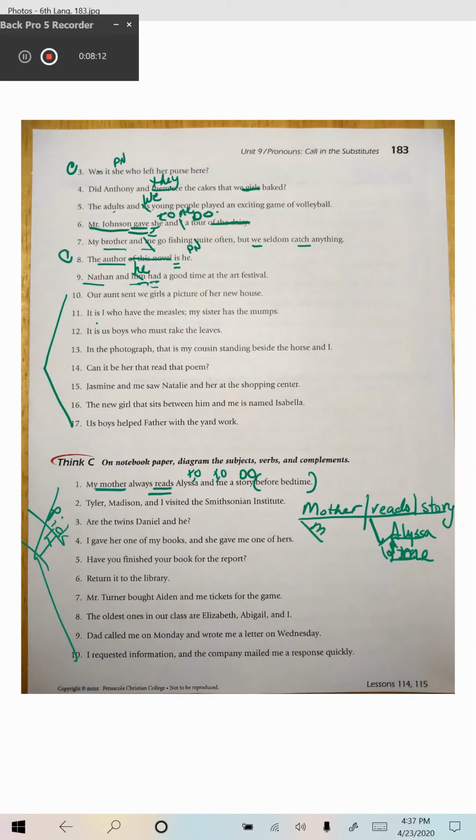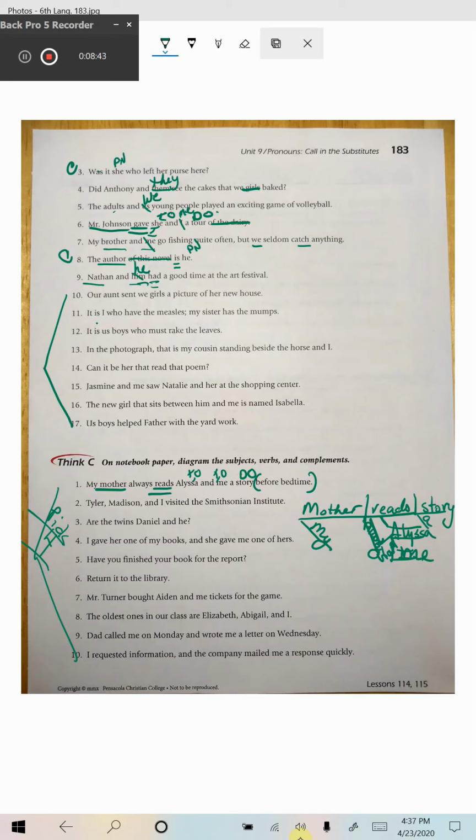You want to be in the habit of just doing all the extras. My is an adjective modifying mother. Always, technically always should go before it because it came first in the sentence. A story. Before bedtime, I don't have room for it, but you would put it right here, under reads, if you wanted to do it. Okay? All right, so pick 4 of those to do on your own.